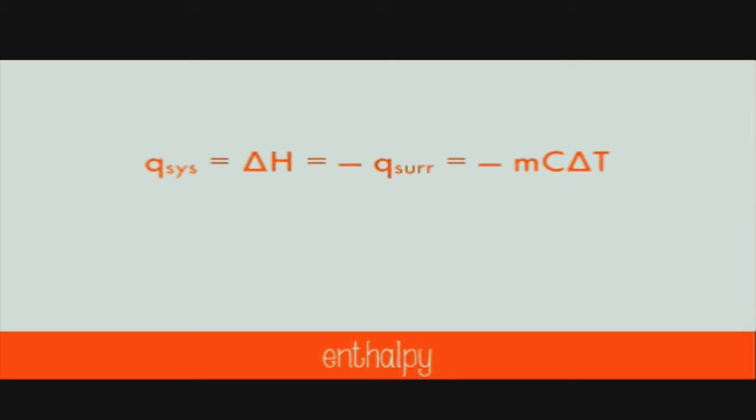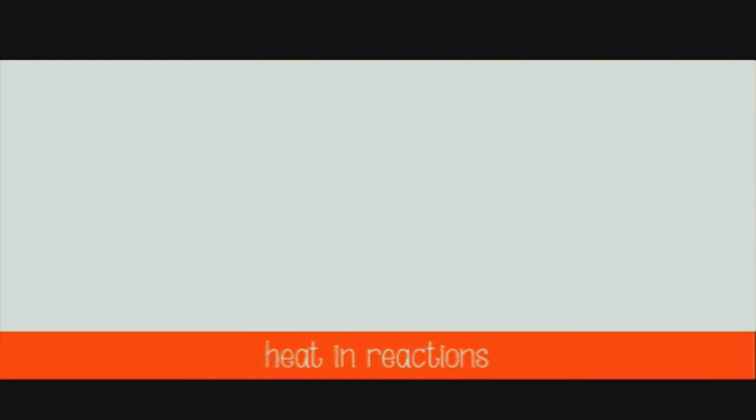If delta H is negative, it's exothermic. If it's positive, it's endothermic. Just like heat, Q of the system. Remember, delta means change, so when we find the change in temperature, always calculate it by taking the final temperature minus the initial temperature.